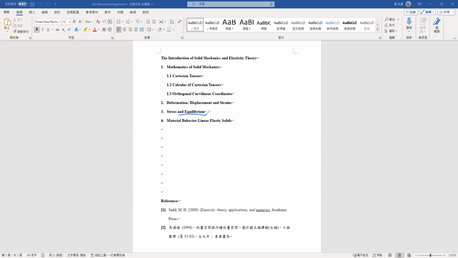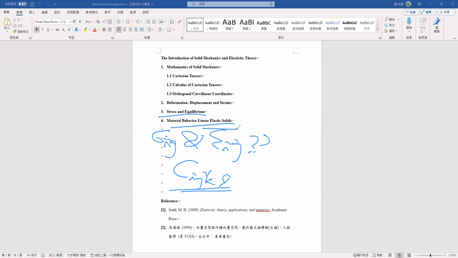In chapter 3, we will talk about the stress and equilibrium. So what's the relation between stress and strain? The relation is Cijkl. It's called the stiffness fourth-order tensor. We will talk about it later in chapter 4. It will be divided into isotropic material and anisotropic material.